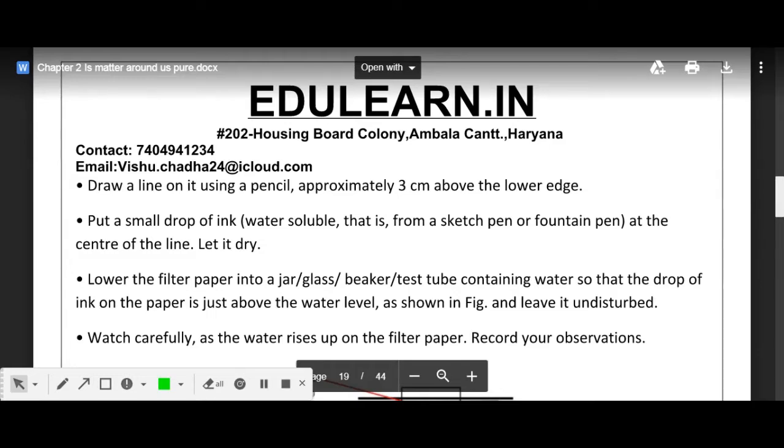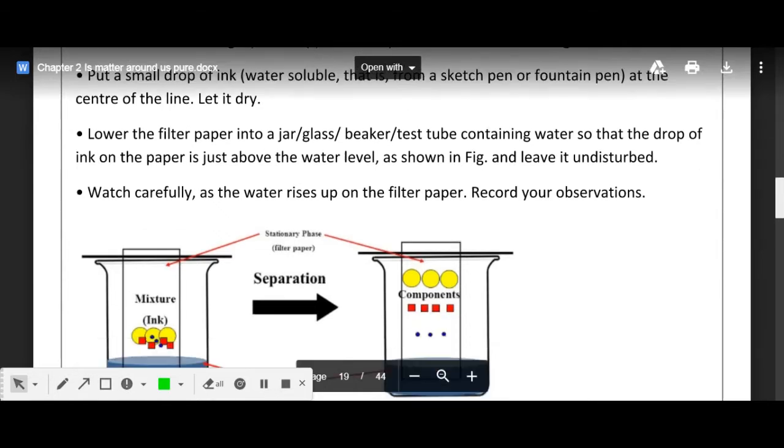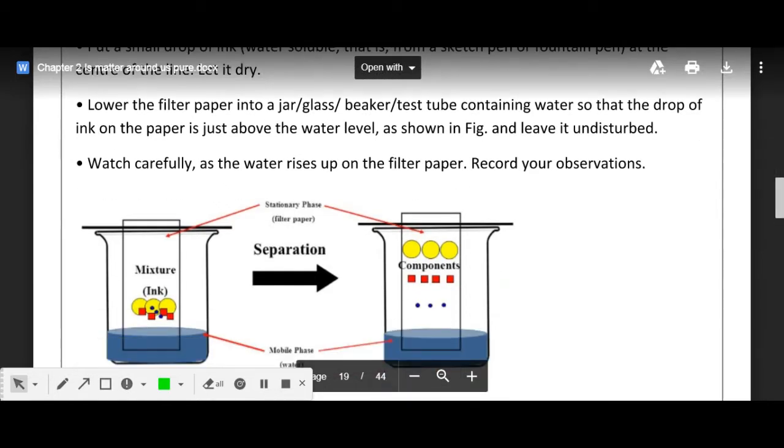Lower the filter paper into a jar, glass beaker, or test tube containing water so that the drop of ink on the paper is just above the water level. See this? Something like this. This is the line and you have put some drops of ink over here, right?